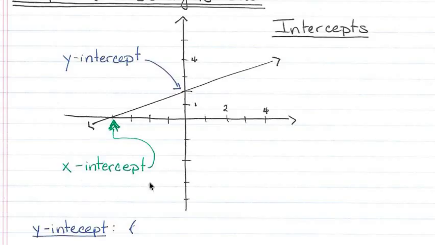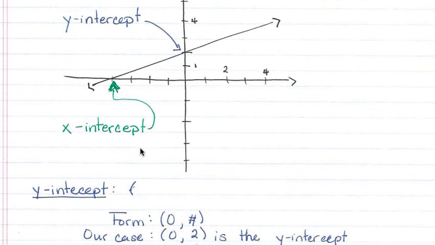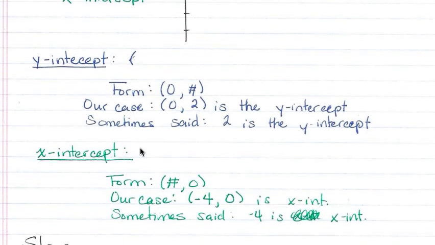Now the x-intercept is the same idea, only for the x-axis. This is the x-axis right here. This is the line. This is where they touch. This is where it crosses over. That is the x-intercept. Again, for a straight line, you'll only have one of those.